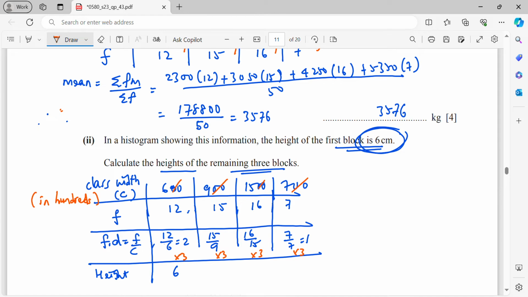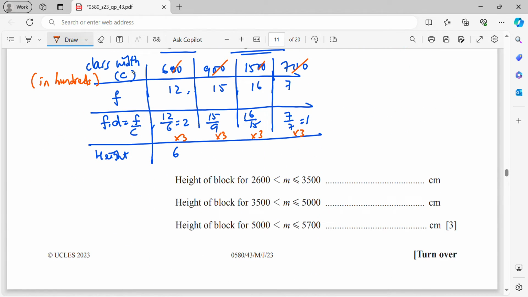So that I will get 6. So means that now the height for the second one, it will be 15 over 9 times 3. This is going to be 5. Okay, then the next one is 16 over 15, you times 3. Then this is going to be 3.2.